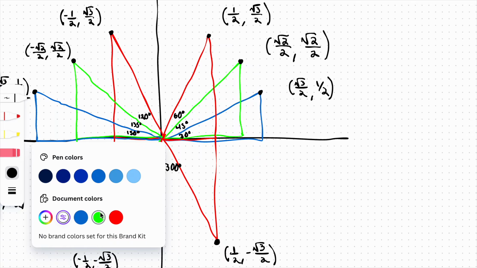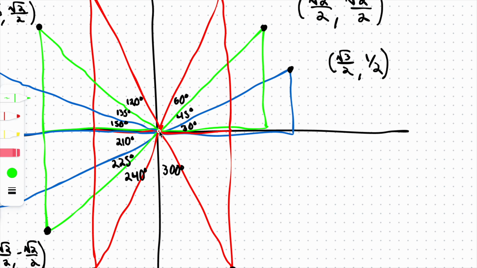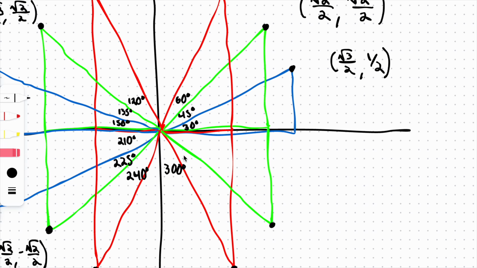Then let's do this green triangle. Now, let's see here. So we draw this out, and we end at this point here. And so let's calculate our angle at this point. Well, it's 45 degrees from 360. So 360 minus 45 would be 315.